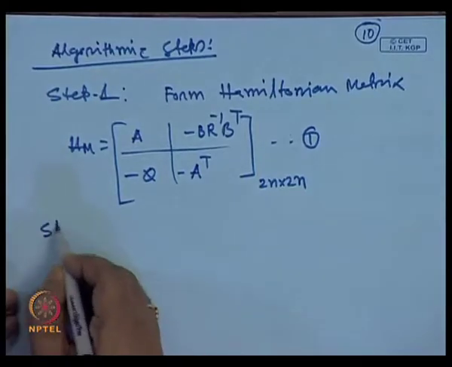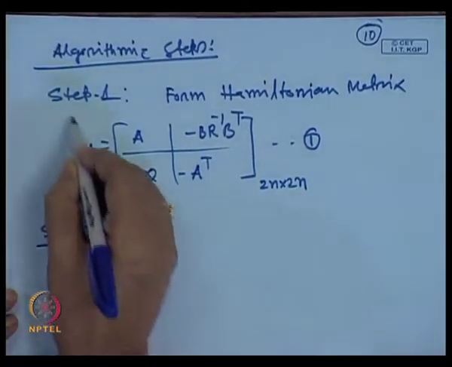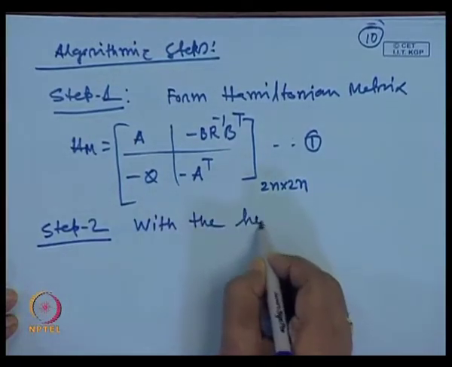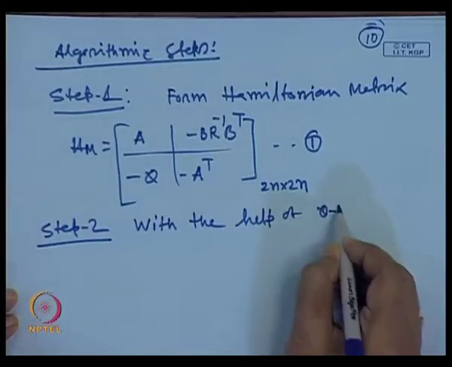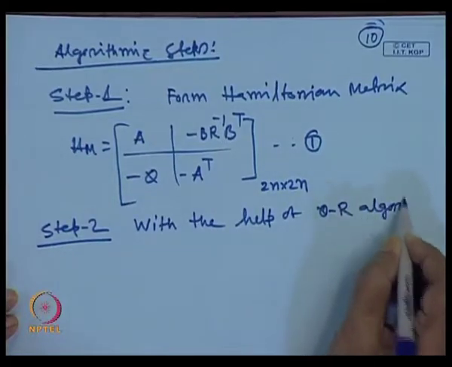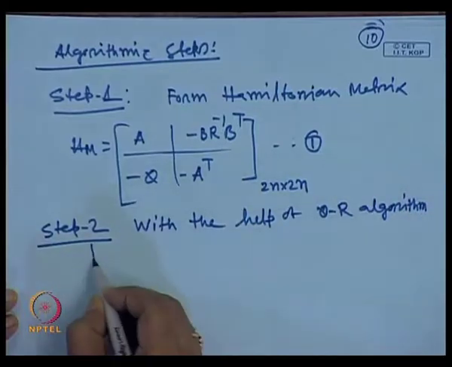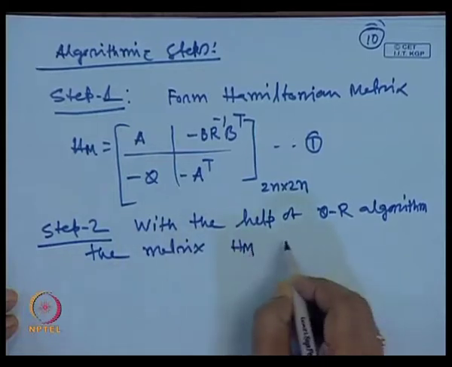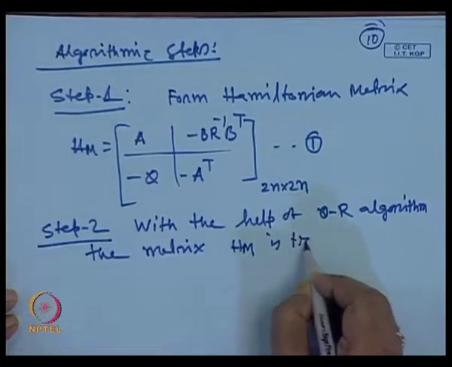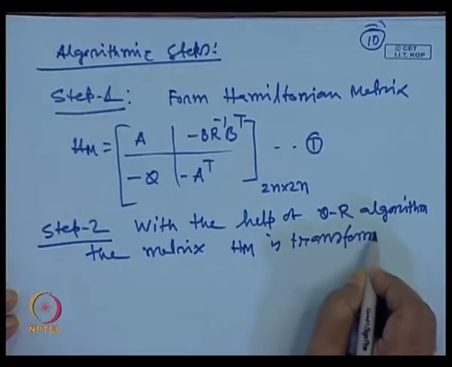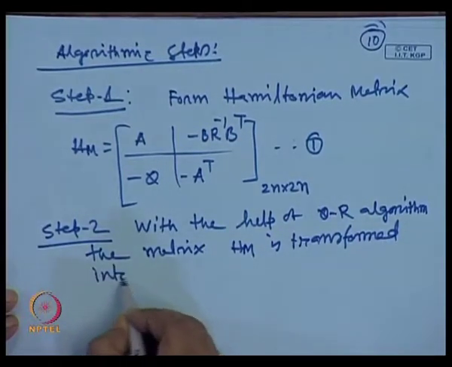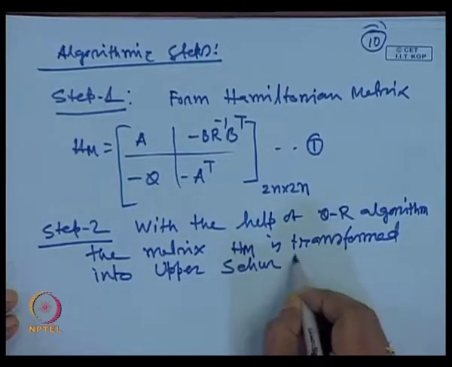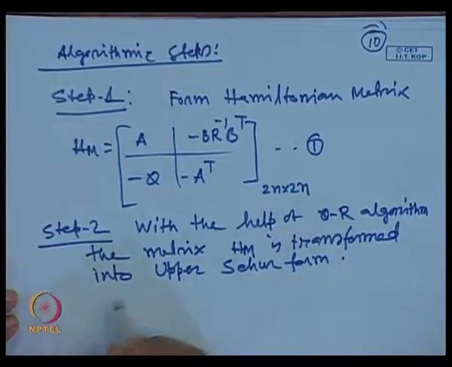This is step 2, with the help of the QR algorithm, the matrix H m is transformed into upper Schur form. What is the upper Schur form?